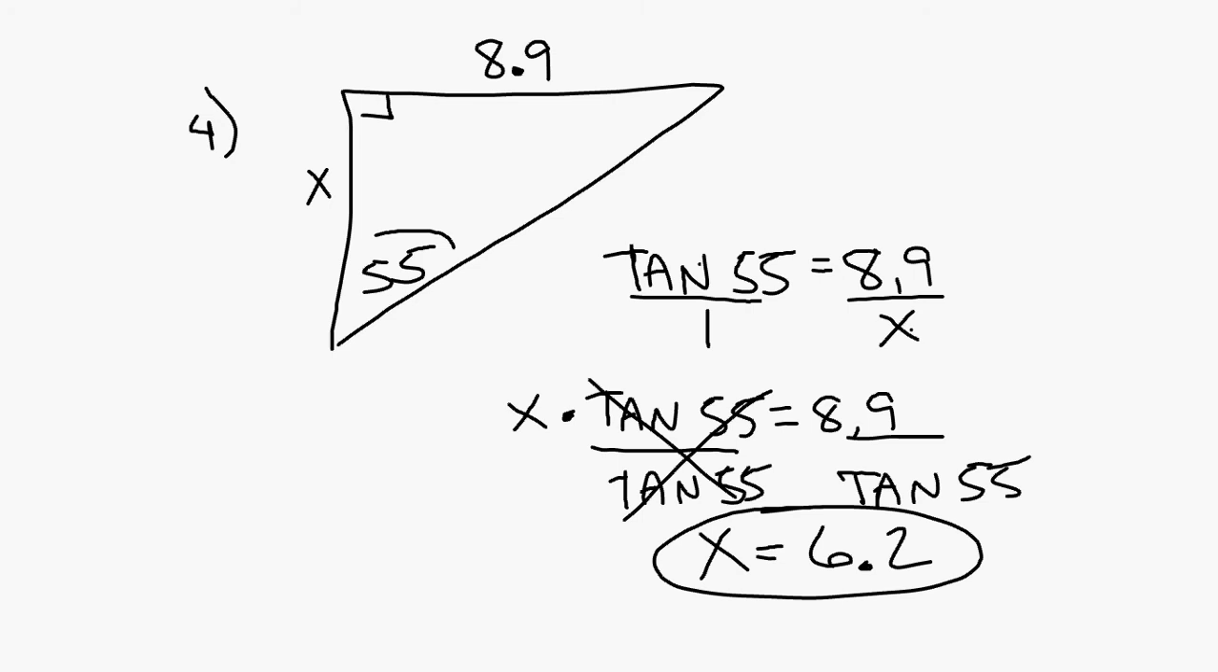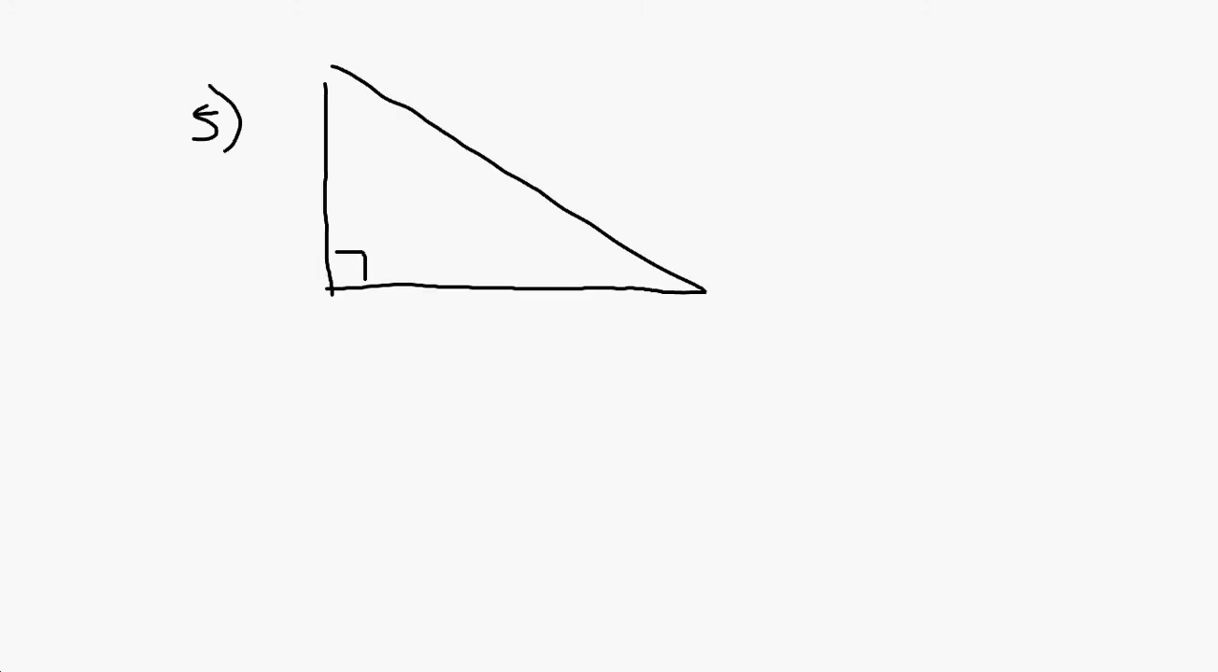Number 5. X is your hypotenuse, your angle is 34 degrees, and your leg is 9. In this case, you're dealing with adjacent and hypotenuse. Cosine equals adjacent over hypotenuse. Cosine 34 equals adjacent over hypotenuse.